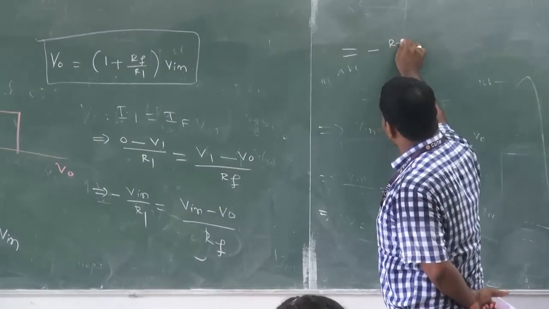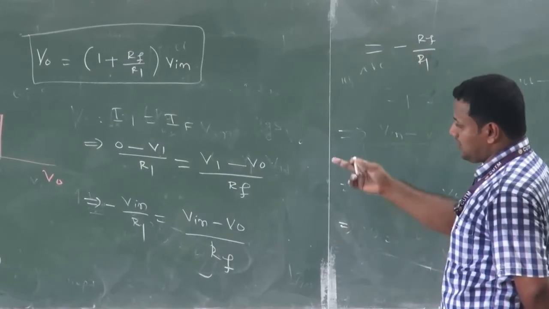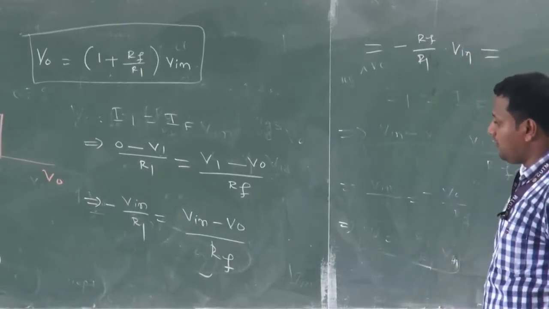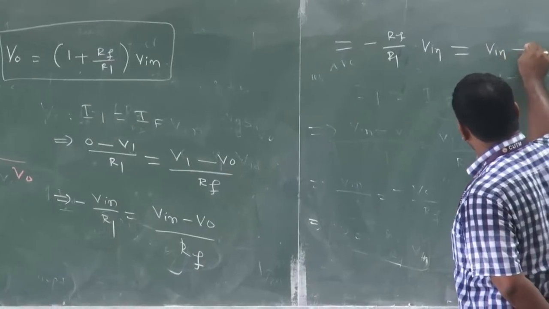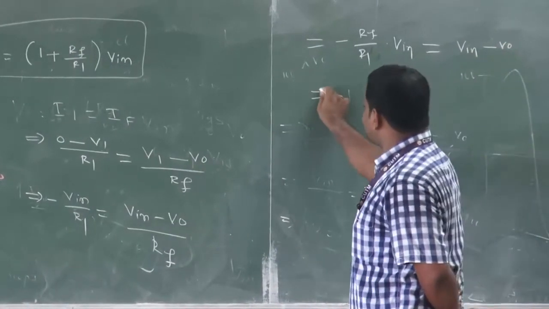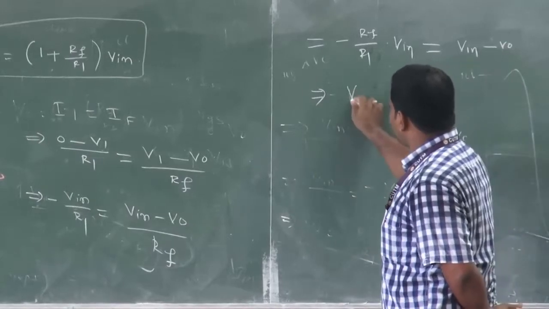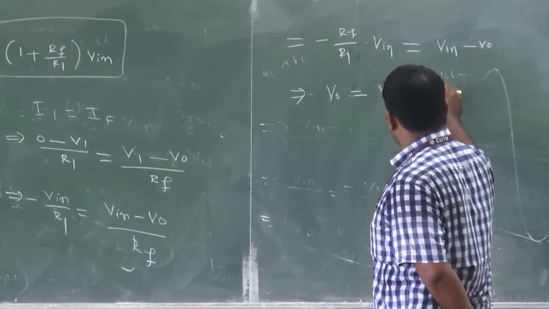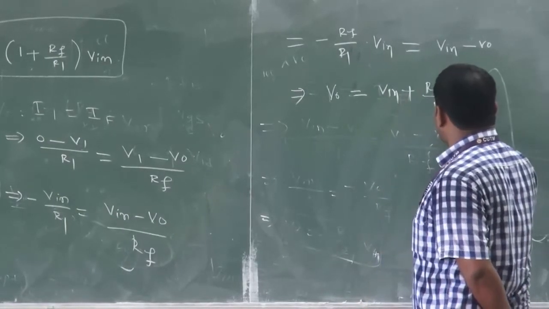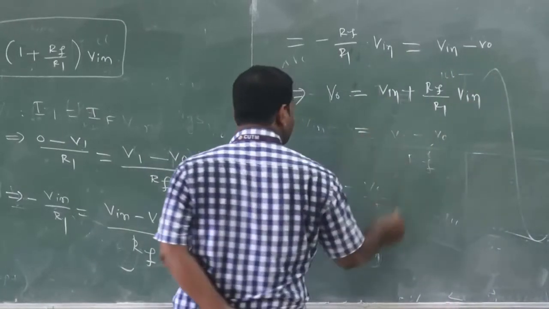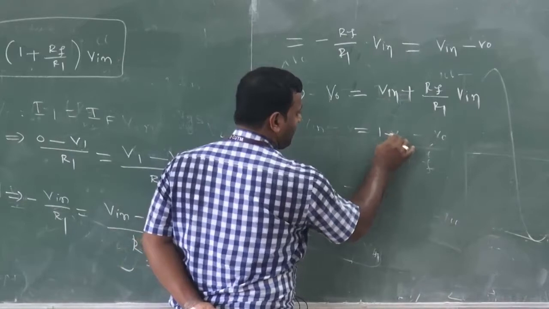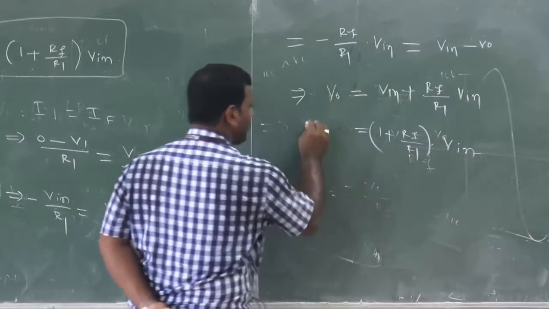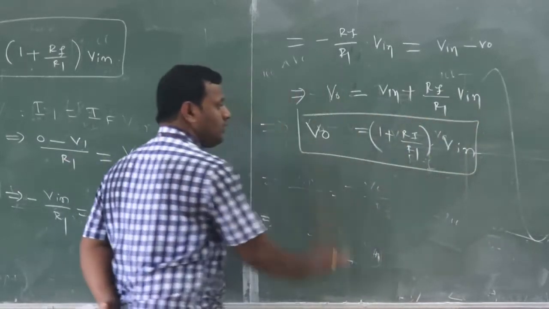RF will go to that side. So minus RF by R1 into V in is equal to V in minus V0. From that side I can take V0 to the other side. Then V0 is equal to V in plus RF by R1 into V in. That implies 1 plus RF by R1 into V in is equal to V0.